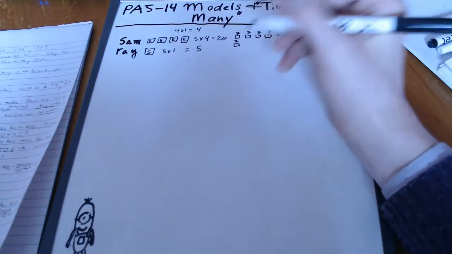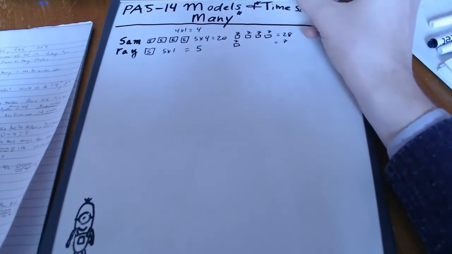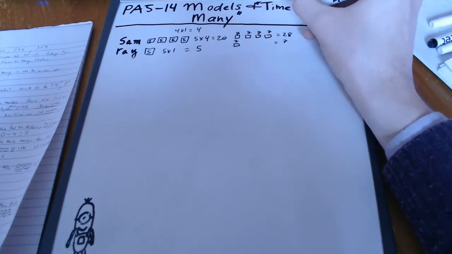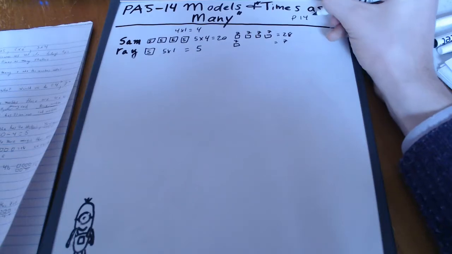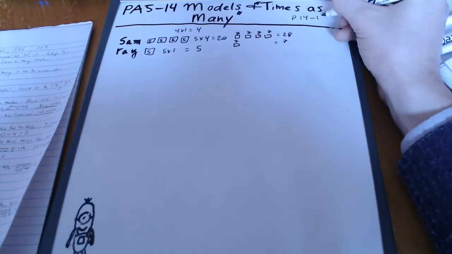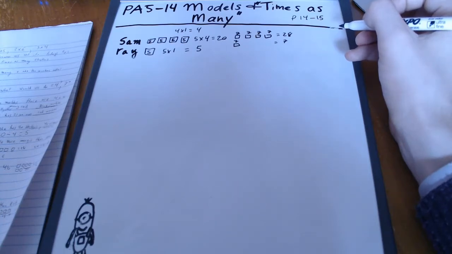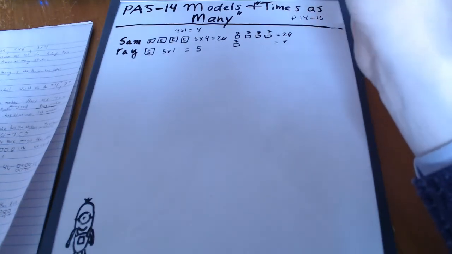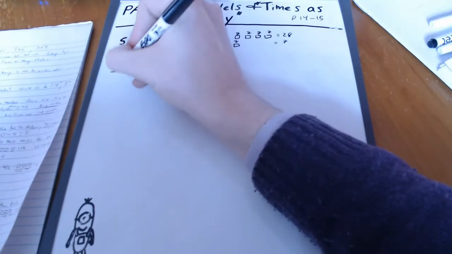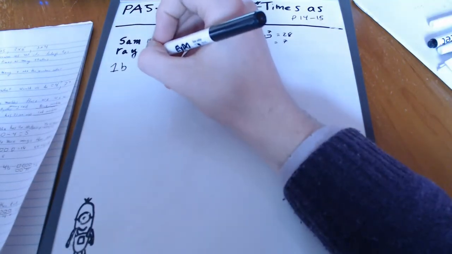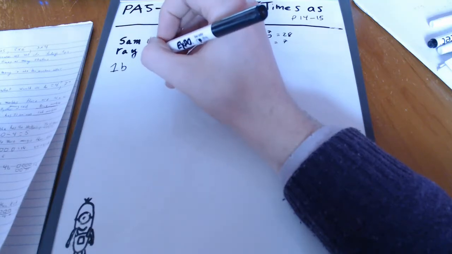So if you could get your books out today, your homework or your schoolwork, it will be on pages 14 and 15. So just please go to those pages and take a look. I'm going to help you out with question 1b. So it's the second question there. The first one was already done for you. This is the second question. So just take a look.